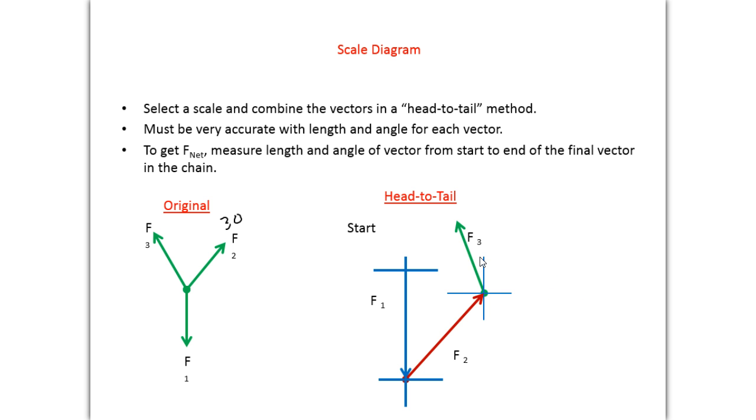So I would start and draw crosshairs here, an XY axis. I would need to know the angle that this has to rise at. I draw my F3. And then finally, you're going to go from the tail of the first to the head of the last. This dotted resultant vector is your overall answer. So you need to measure its length and angle.